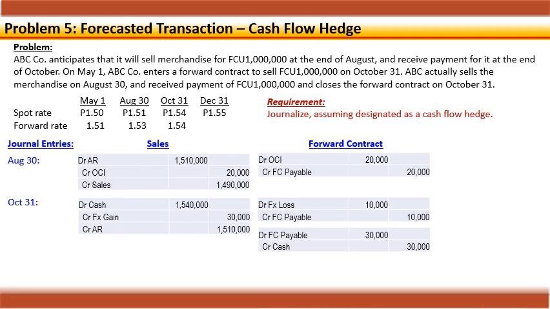For your sales, di ba, nagbenta ka. Makaka-receive ka na ngayon ng cash, makaka-collect ka na. Ang ma-receive mong cash, yung spot rate as of date of collection. October 31, spot rate is 1.54. So, debit ka cash, 1,540,000. Credit ka ng AR. Magkano yung na-setup mong AR? 1,510. Then, credit ka ng forex gain, 30,000. For the remeasurement nung receivable mo. Okay?